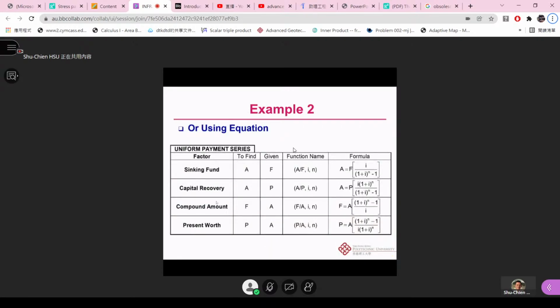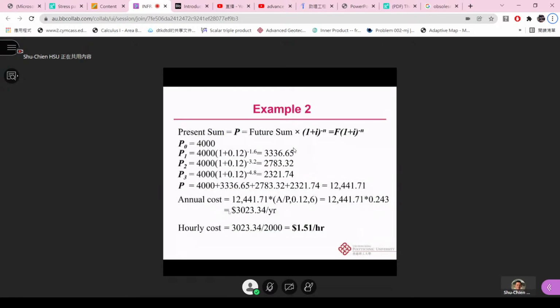Or we can use the equation, but I think this is the least preferred. I would still prefer you to just use the function notation. But we still can do that here. So the present sum P is equal to the future sum times the bracket of 1 plus i to the power of negative n.